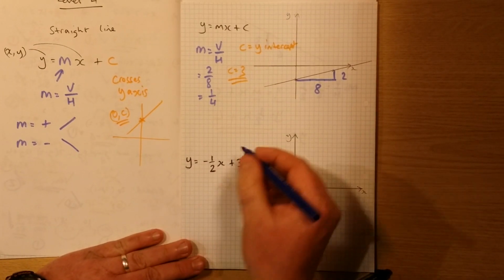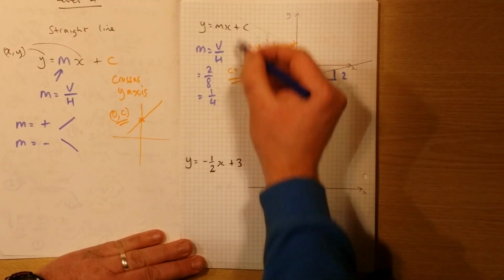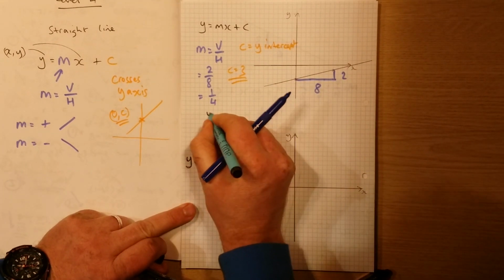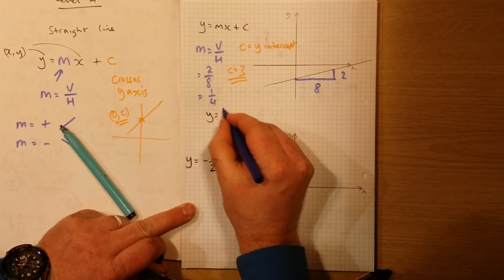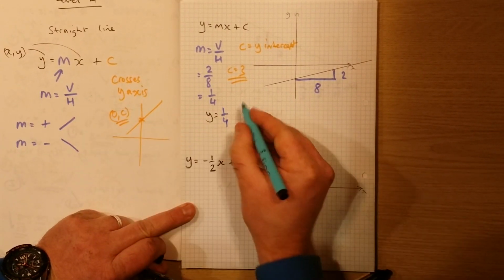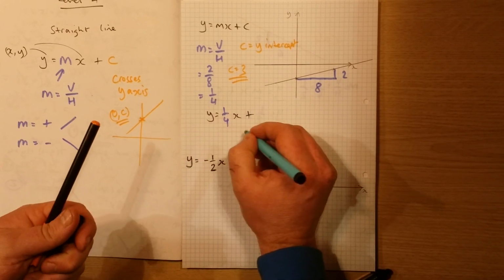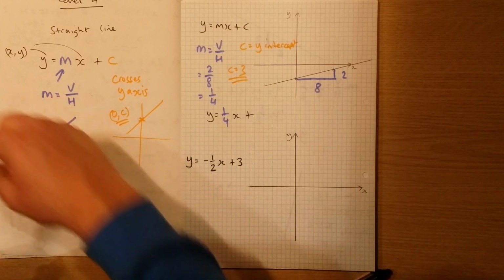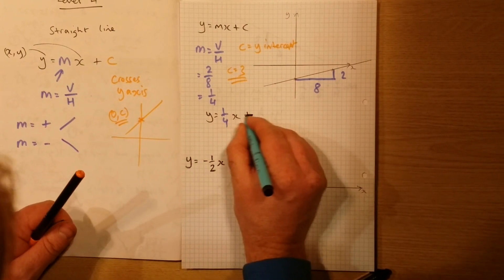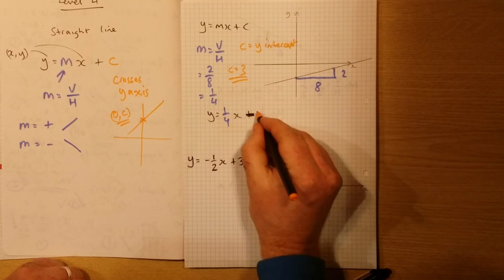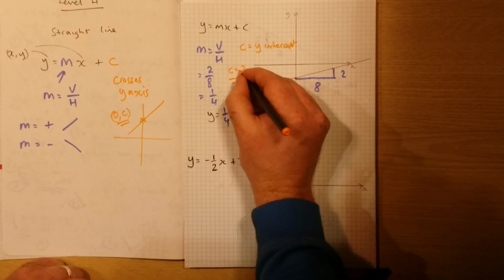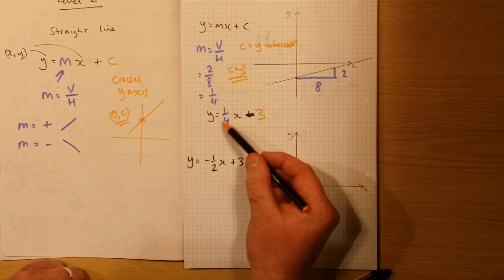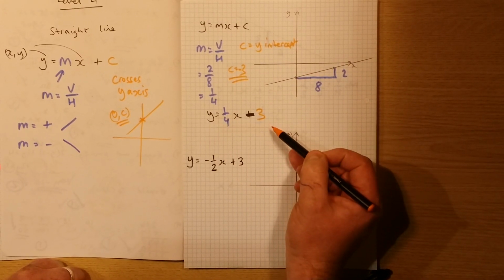Now, what I can now do is I can substitute these values into the original equation. So I can say that y equals a quarter x plus, it's actually not plus, it's minus 3. And the reason it's a minus 3 is because it cuts below the x-axis here. So it crosses at minus 3. So the equation is y equals a quarter x minus 3.